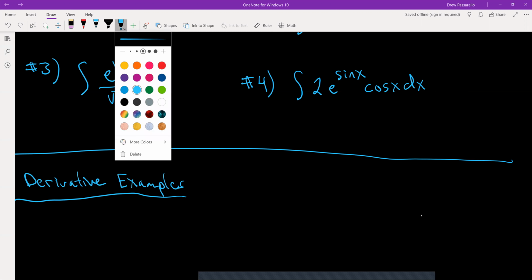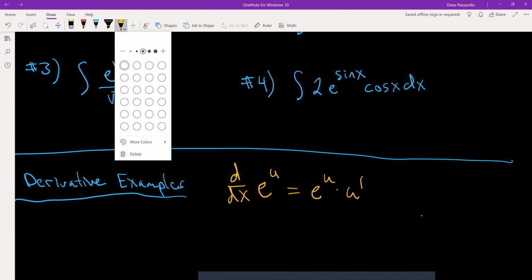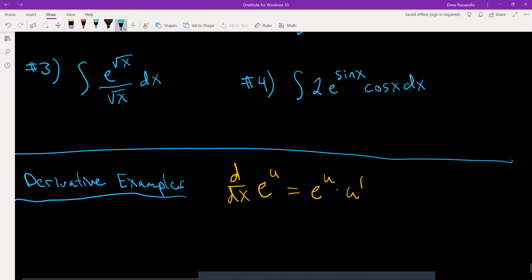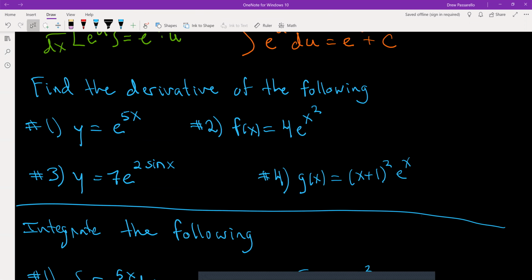And the rule we're using is that the exponential e, its derivative is the same thing, e to the u, but then times, by chain rule, the derivative of whatever is in the exponent. That's just the way it's defined, and when you integrate it, it also becomes e to the u.